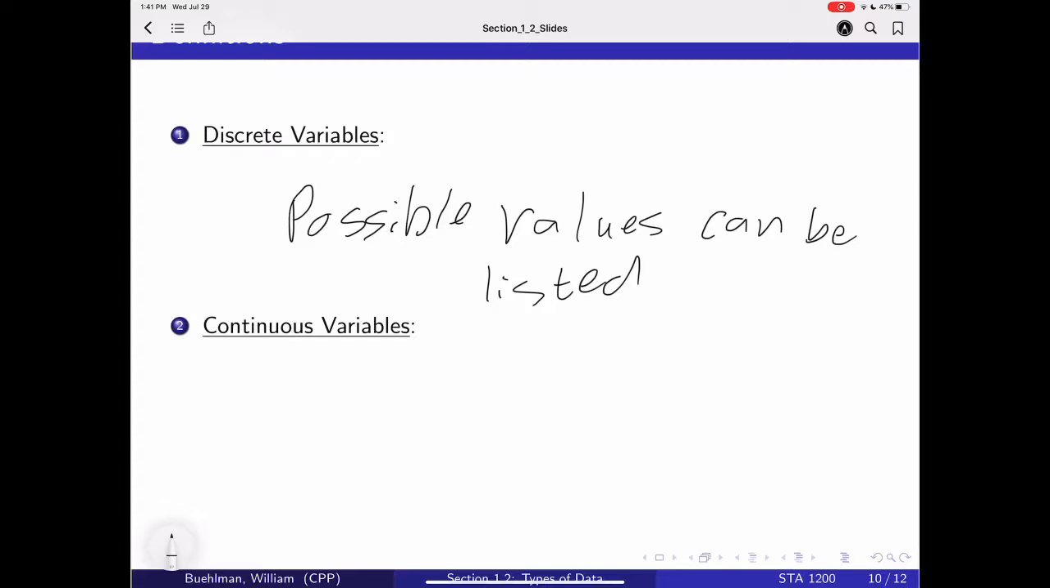Continuous variables can take on any value in some interval. So if we think of the real number line, it has whole numbers, 1, 2, 3, 4. It has negative numbers, negative 1, 2, 3, 4. There's fractions in there. There's square roots in there. There's decimals. There's all these different values in the real number line. So that can take on any value. So that's a continuous variable.